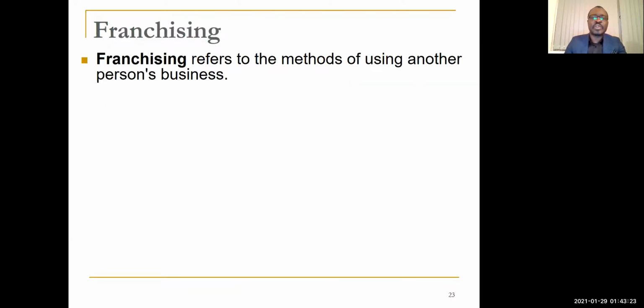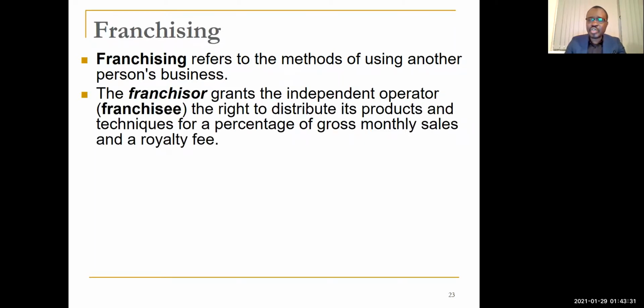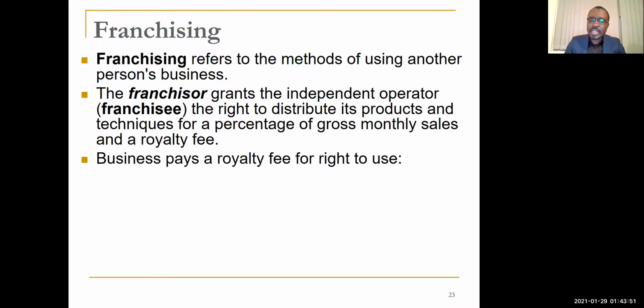Franchising is also a common word that is normally used, and it refers to the method of using another person's business name. It is usually dominant within the fast food services, okay? So what happens is that the franchisor will give me the independent right to use his name, his techniques, his processes to run my business. At the end of the day, I pay him a percentage of my gross monthly sales, or I pay him a royalty. McDonald's is a clear example.